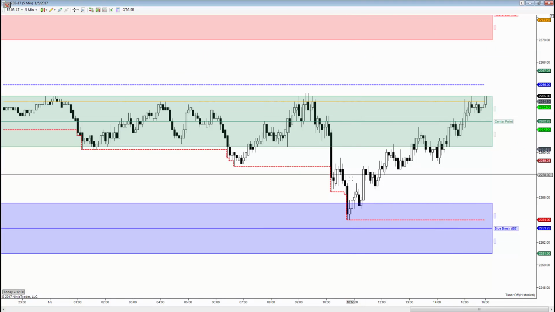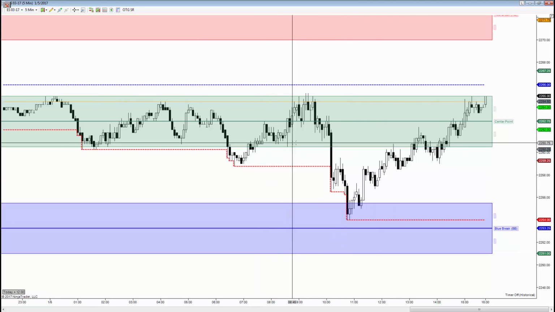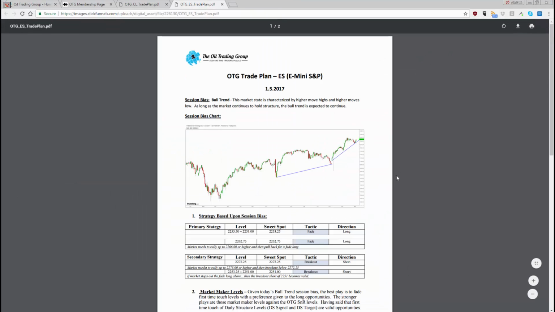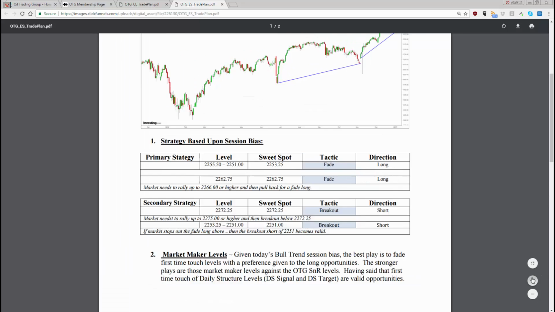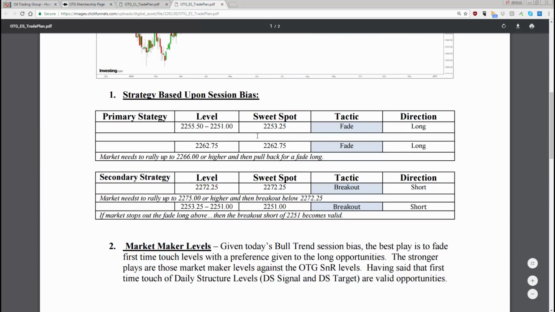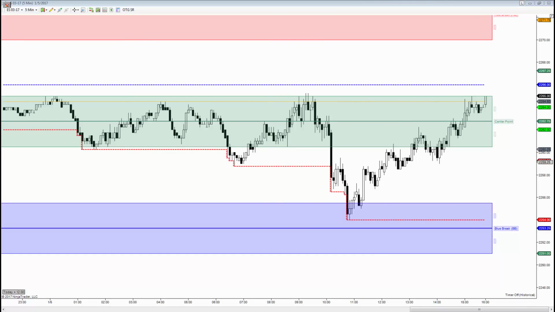So the ES was a little bit more slow today, at least initially while we were in our session. But again, not that it didn't give you a really good opportunity. If you take a look here at the ES, specifically we talk about the market is in a bull session, a bull trend session. The session bias here, 22.55.50 to 22.51 with a 22.53 quarter sweet spot for a fade long. But in this zone, we were looking for the market to rally and get long. Again, this was on your trade plan, published 12 hours prior to the market opening.